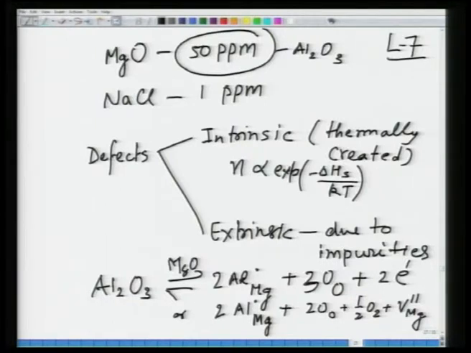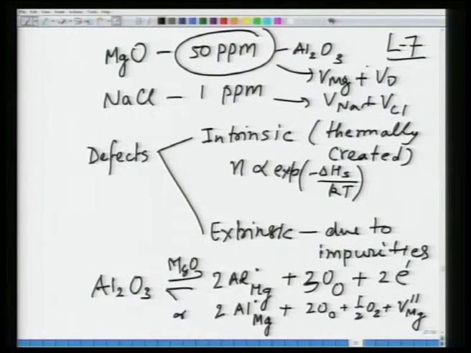Now, magnesium oxide is a material as well as sodium chloride is a material. Both of them are prone to having Schottky defects. In this case it would be V_Mg plus V_O, and in this case it would be V_Na plus V_Cl. I have not put the charges on top, but there will be charged defects. In MgO the thermally created defects would be Schottky defects. So you have magnesium vacancy and oxygen vacancy, and since cations are usually smaller than anions, these are more mobile as compared to oxygen vacancies.